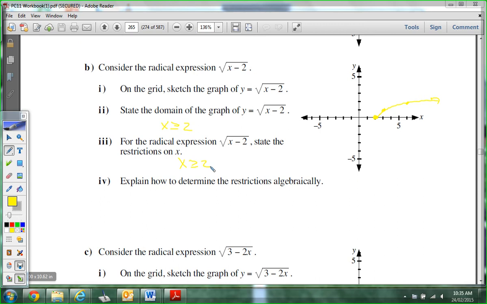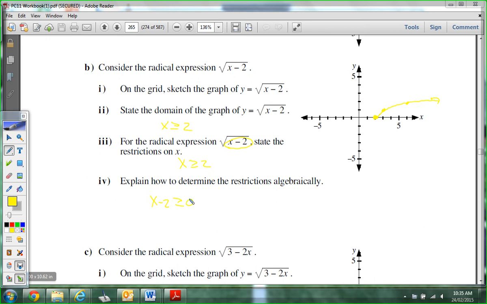This says, solve for the radicand greater than or equal to 0. So what's a radicand? We should know this from our first unit. What's a radicand? The inside, right? Radicand's the inside, so it wants us to take this and solve it for greater than or equal to 0.